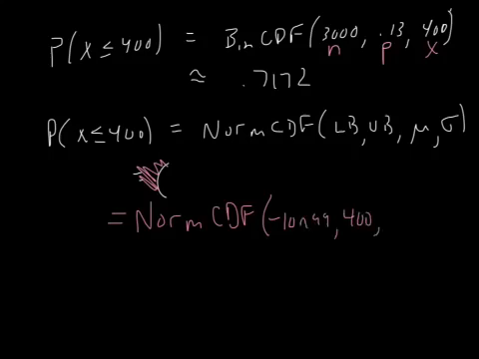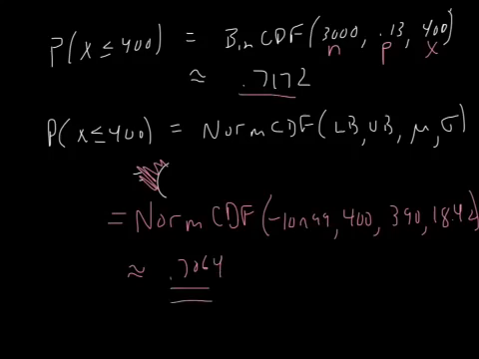Our mean that we've already calculated is n times p. Remember, our mean is n times p, so that's going to be 390, and a standard deviation of 18.42. And when you hit enter in your calculator, you're going to get an answer of 0.7064. Now again, is that exactly the same answer? No. This is the approximation of that answer.